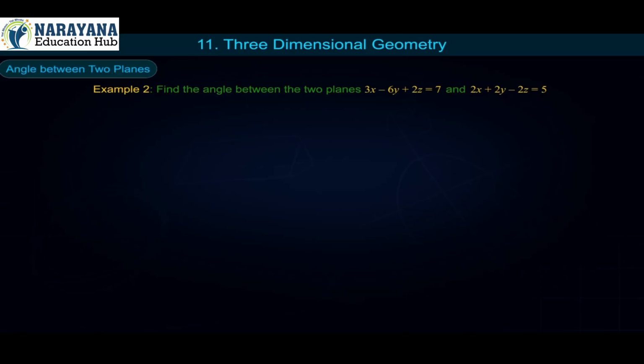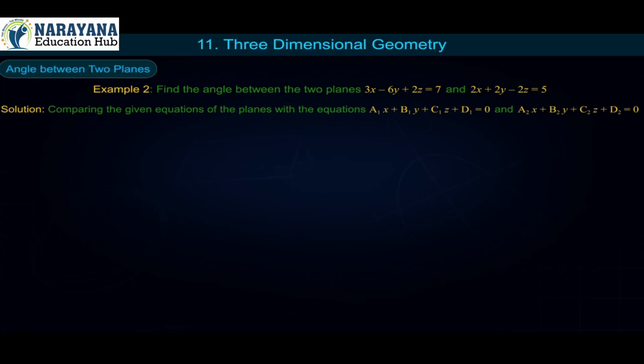Example 2. Find the angle between the two planes 3x - 6y + 2z = 7 and 2x + 2y - 2z = 5. Solution. Comparing the given equations of the planes with the equations a1x + b1y + c1z + d1 = 0 and a2x + b2y + c2z + d2 = 0, we get a1 = 3, b1 = -6, c1 = 2, a2 = 2, b2 = 2, c2 = -2.